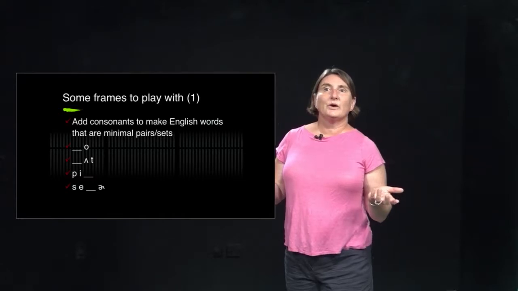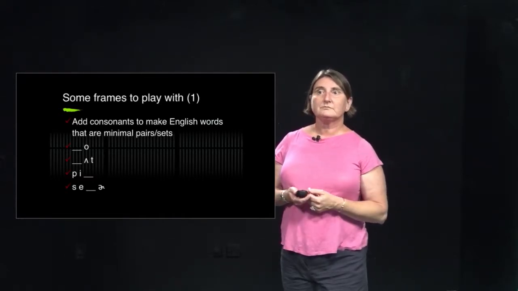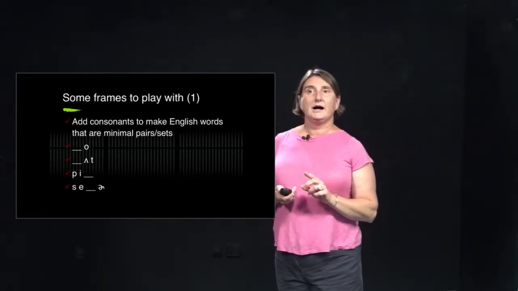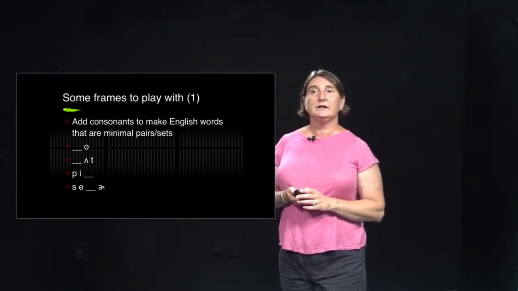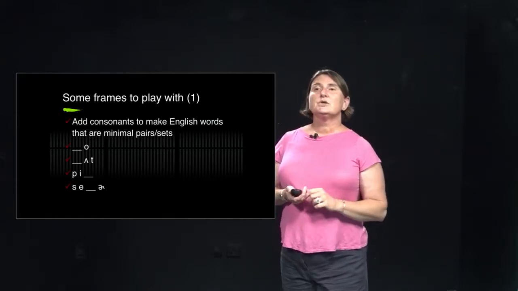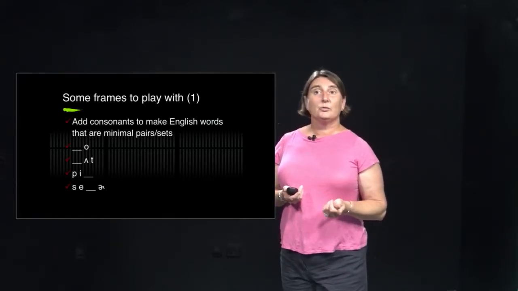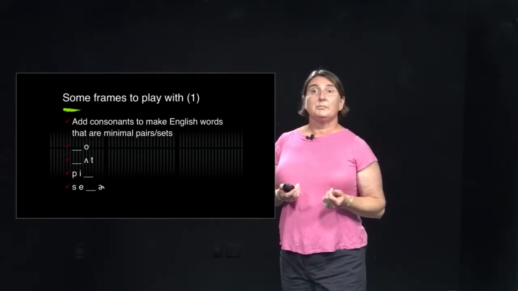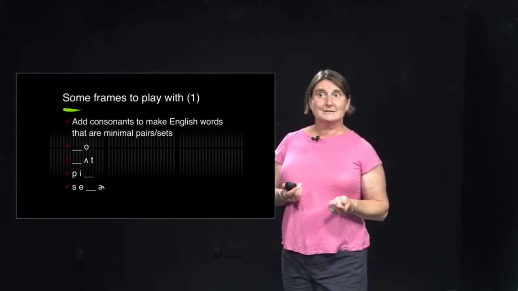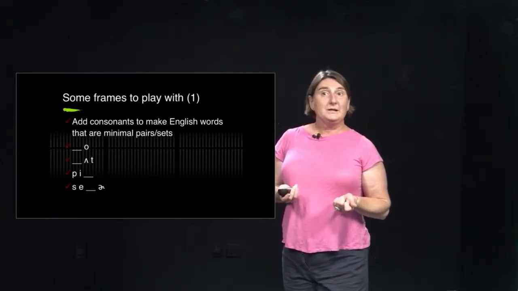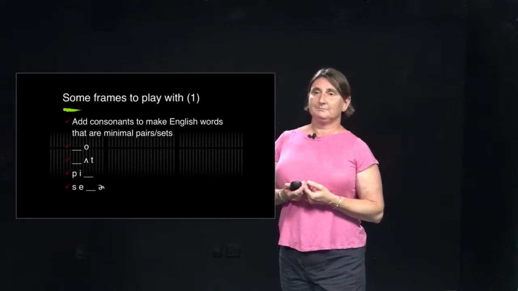I can't think of any more right now, but I bet you can. The third one there has got P-I and then a space for the consonant. So that will sound like P. So we could have peel or peer or peed or piece or peas or peep, like a chicken.